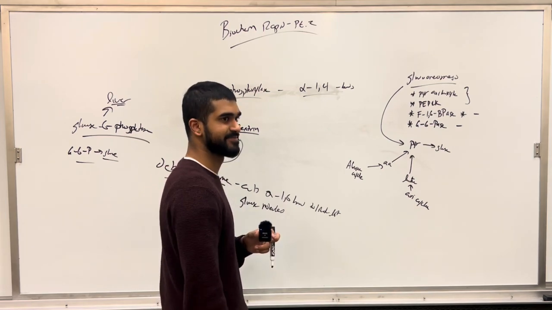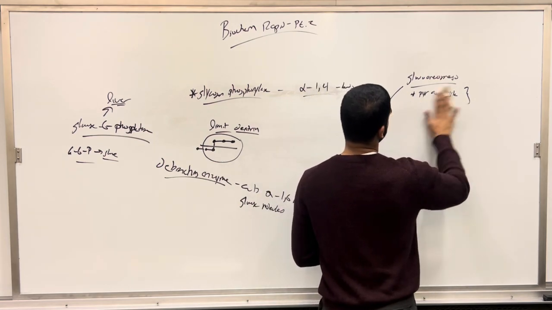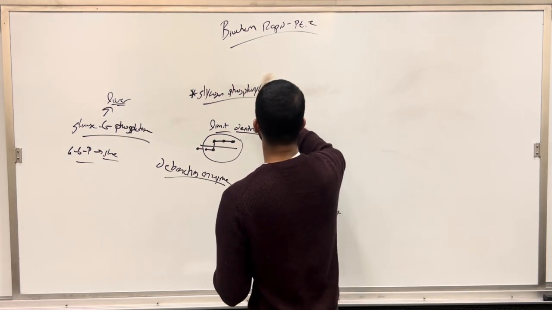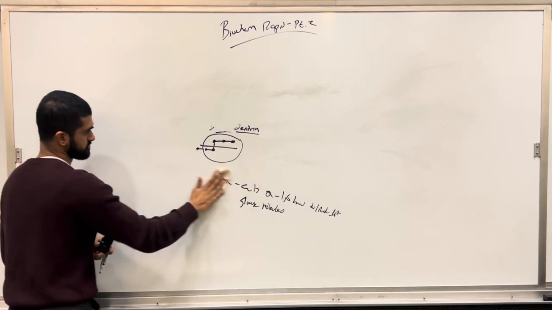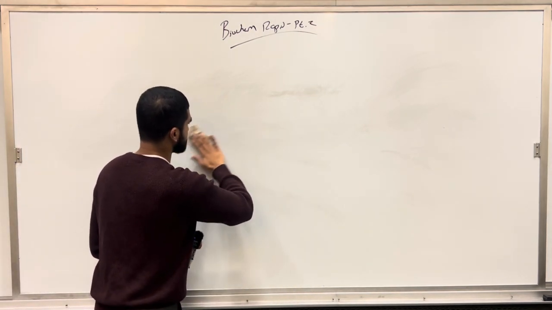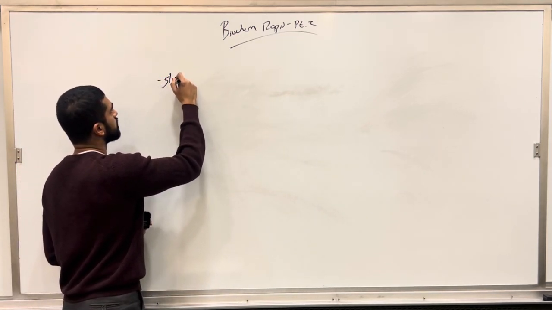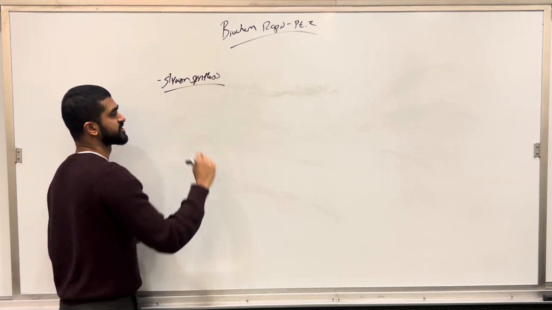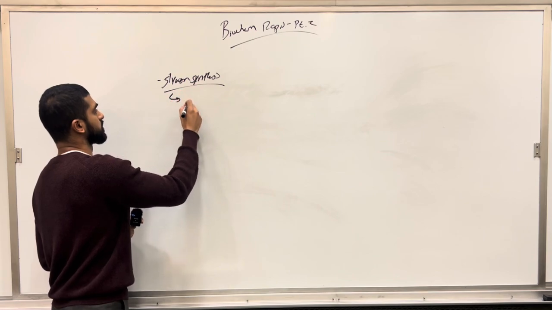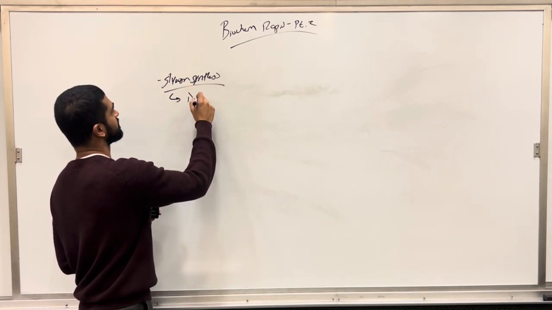That's glycogen breakdown. Glycogen synthesis is stupid easy. Once you know glycogen breakdown, glycogen synthesis is really easy. All right. Glycogen synthesis. Okay, so number one, it's increased by insulin, right?